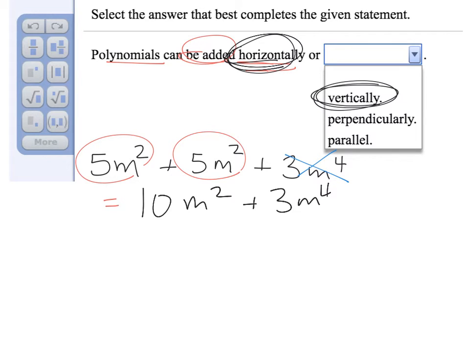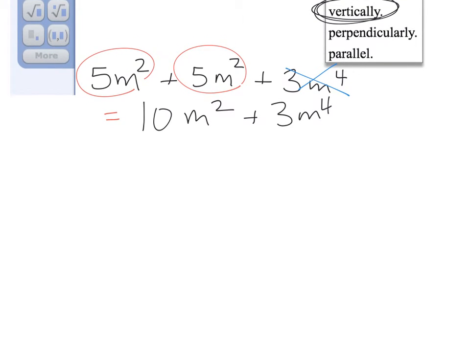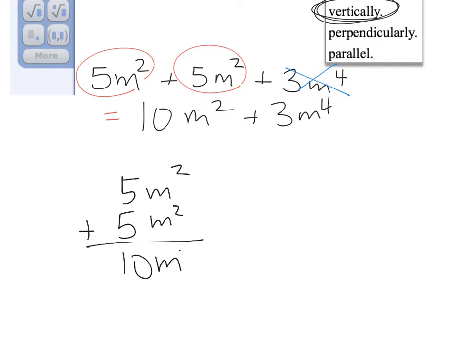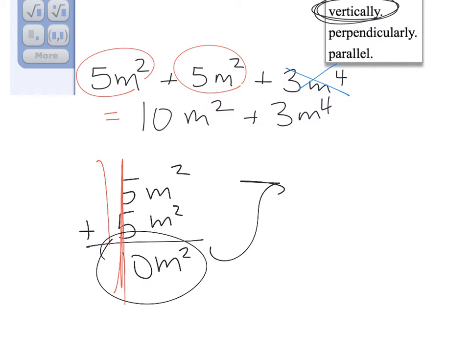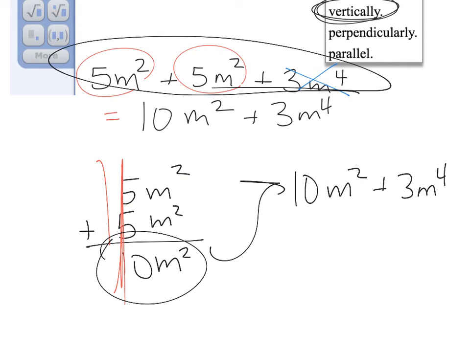That's adding horizontally. If we were going to add vertically, you are allowed to do 5m squared plus 5m squared, get 10m squared. There's your vertical, because it's going up and down. And then take that 10m squared, and then stick on the 3m to the 4th. Now, where did I get this problem from in the first place? I just made it up to explain it to you.